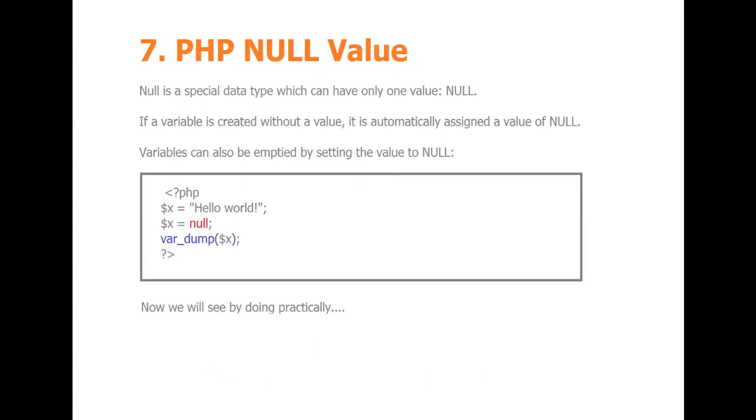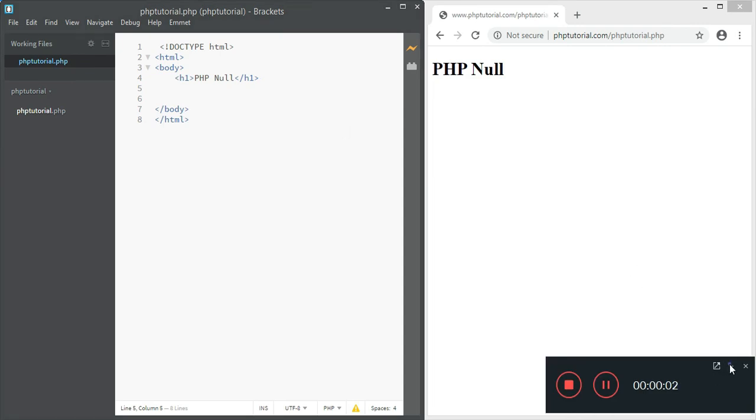In the seventh point we're going to see the PHP null value. Null is a special data type which can have only one value, that is null. If a variable is created without a value, it is automatically assigned a value of null. Variables can also be emptied by setting the value to null. Let us see practically how null is assigned to a variable. So let's move toward the code section.